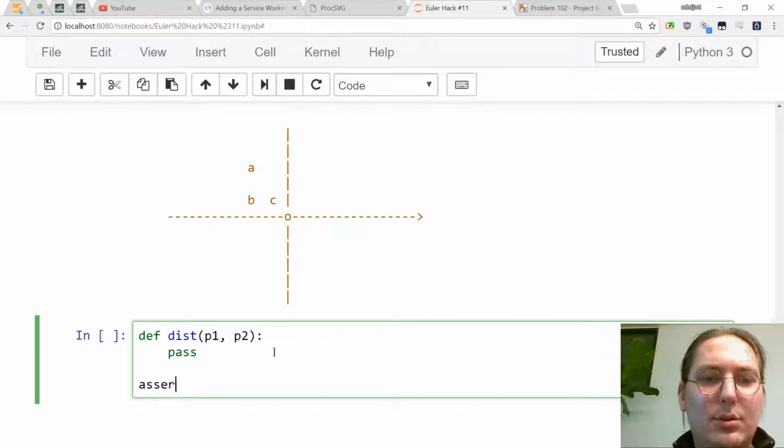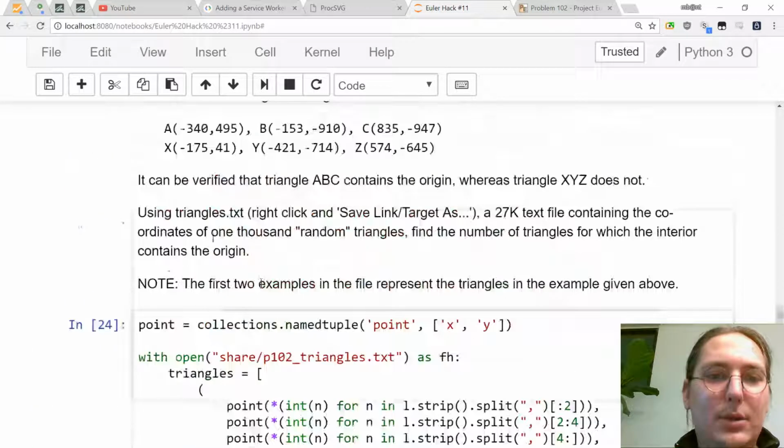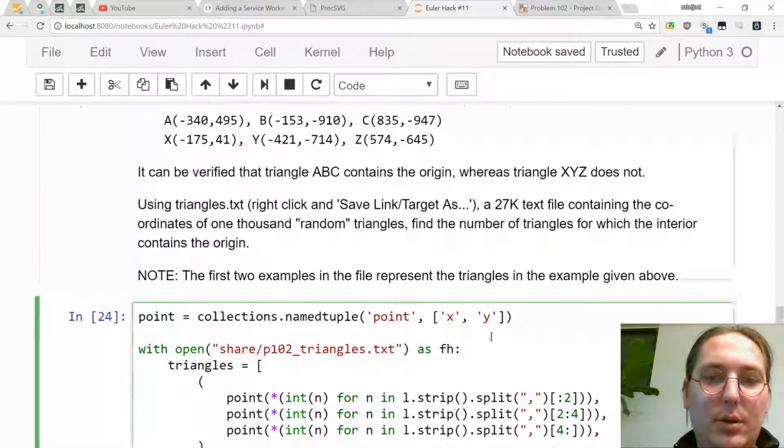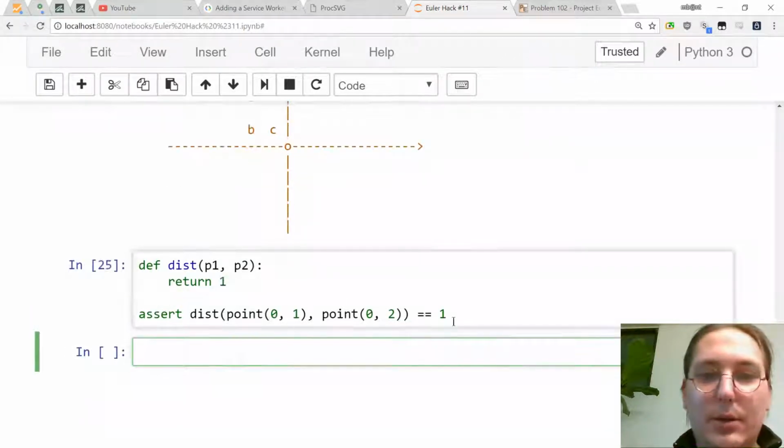Okay, so let's just make an assertion. The distance from the point with 0 x and 1 should be. What is the point? Where did you have it from? I just created point x and y. Oh, okay. So point 0 and 2, I guess this should be equal to 1. I guess that works.